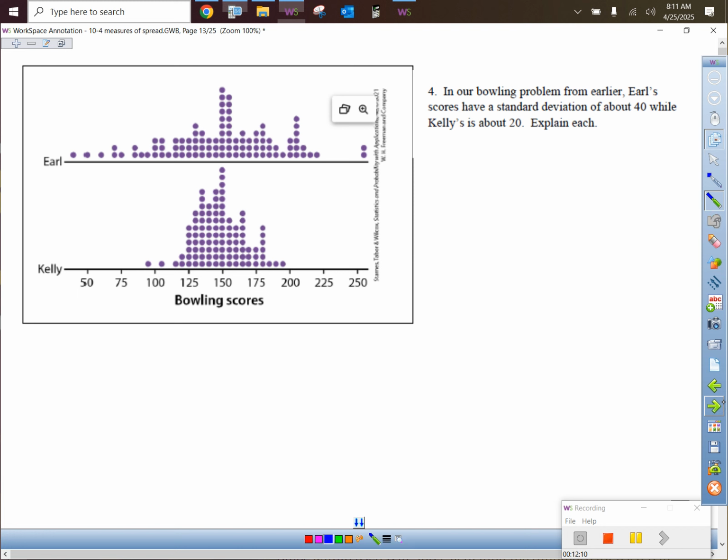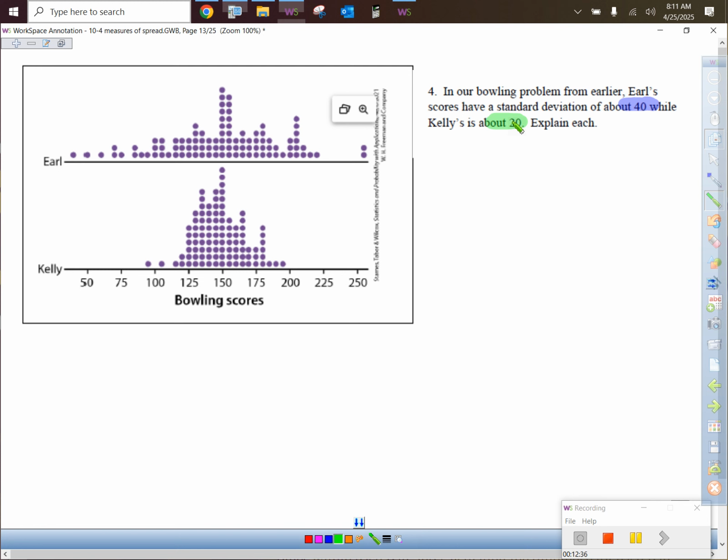Here's Earl, and here's Kelly. Who's the better bowler? Now they tell us their standard deviations, just what you mentioned before. This was the activity we did before class. Earl's scores have a standard deviation of about 40, while Kelly's is about 20. So talk to me. Somebody even said it. Who's the more consistent bowler, Earl or Kelly? Is her standard deviation bigger or smaller than Earl's?